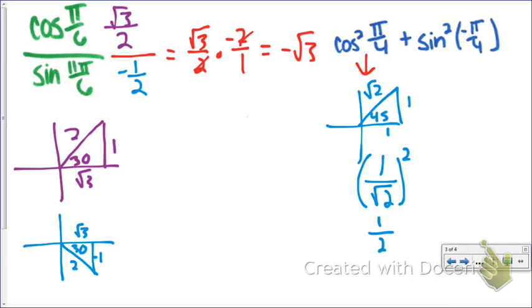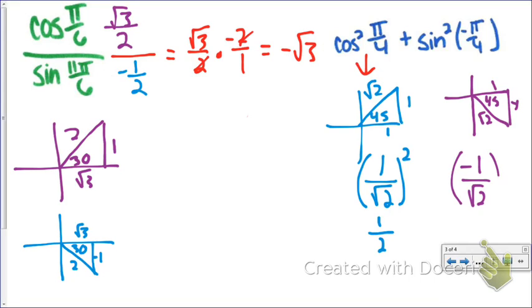Then I'm going to add that to the second one. That is the sine of negative pi over 4 squared. So I draw the negative pi over 4 angle. That's in quadrant 4. Reference angle is 45. 1, 1, root 2. The 1 should be negative, though, which means that the sine of negative pi over 4 is a negative 1 over root 2. And I'm squaring that whole fraction, including that little negative, which means my final here would be a positive 1/2. Add them together, 1/2 plus 1/2 is 1.